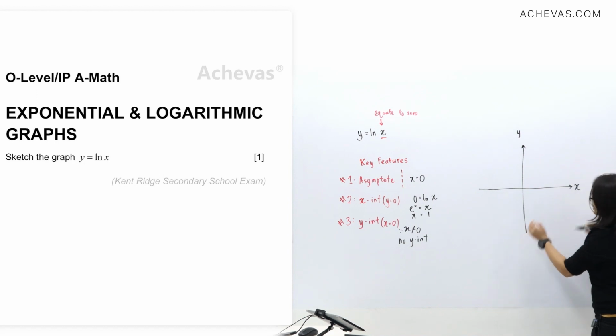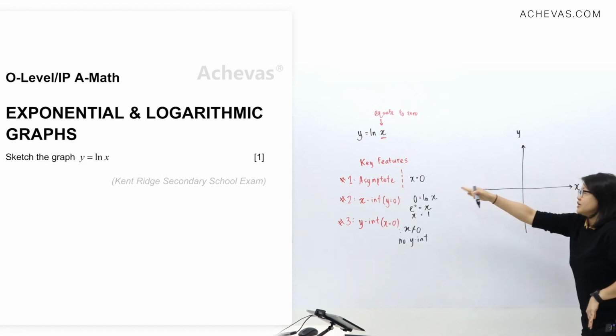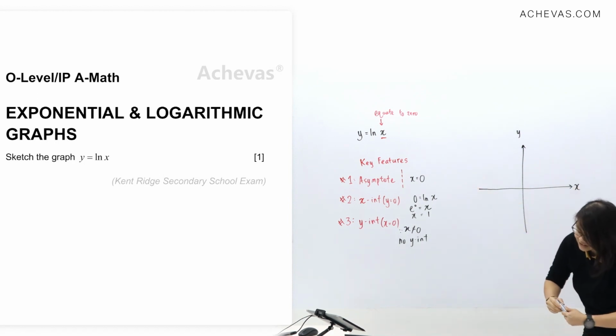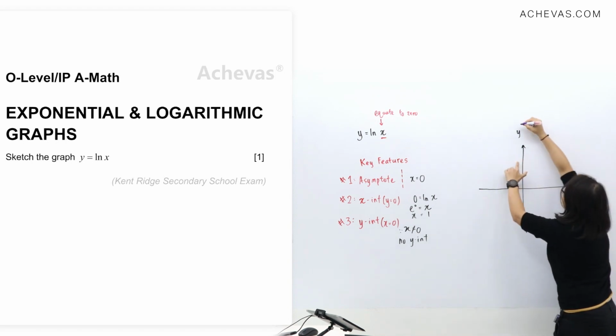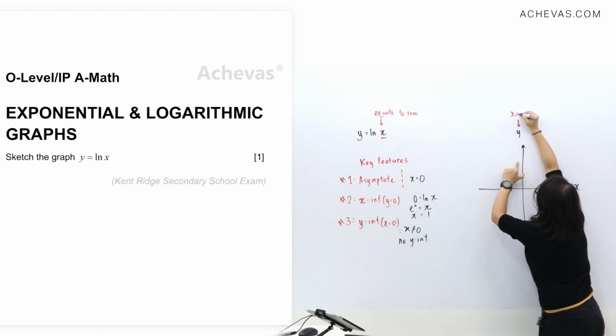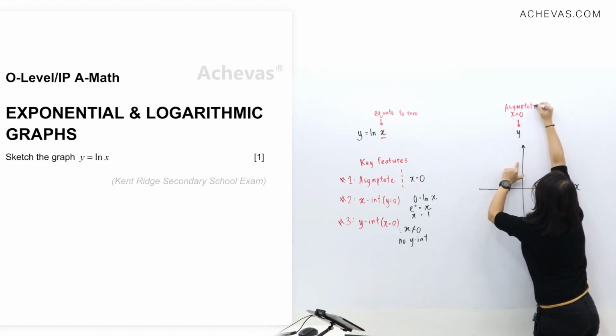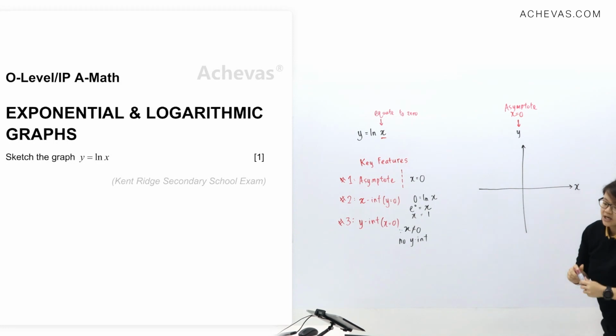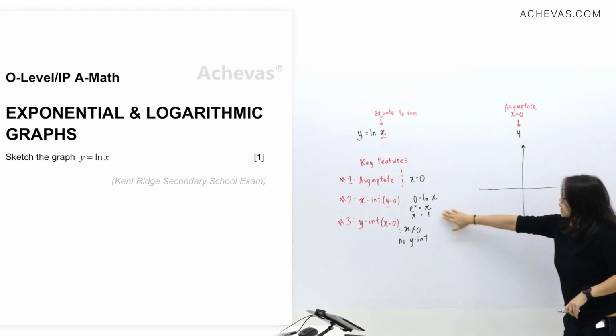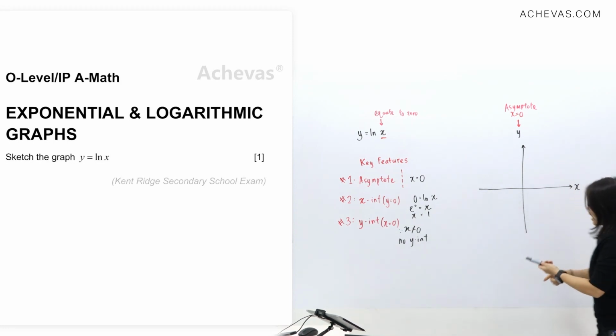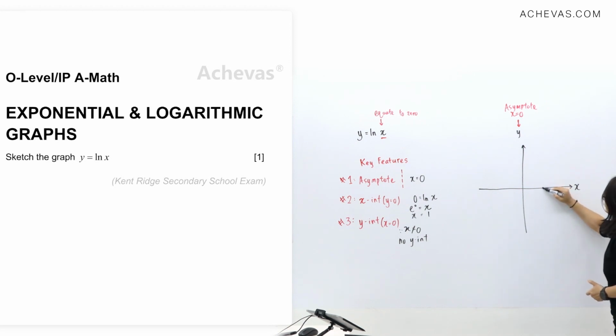And let's take a look at this graph here now. So I know the asymptote is going to be x equals 0. In other words, it is this y-axis here. This is where x equals 0 is. I do not have to add the dotted line because this is actually my y-axis. Now let's take a look at the second one. We have x-intercept equals to 1. That's this point over here.